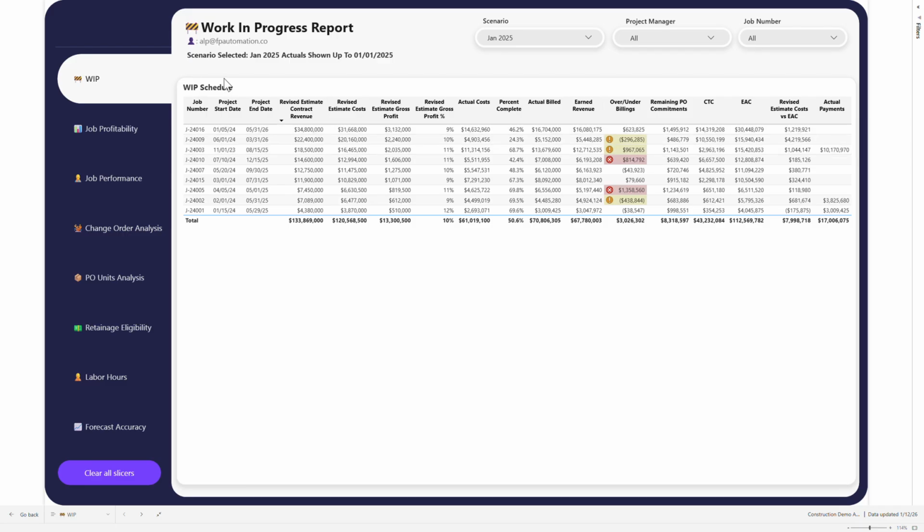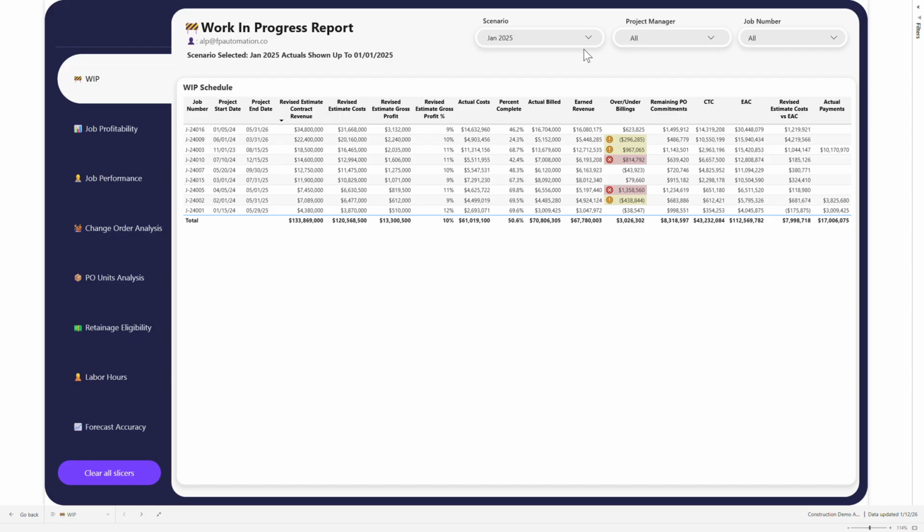What I'd like to do is quickly talk through this WIP schedule and why it is so important for an organization to have high-level insight into exactly what's going on with their business, and then be able to double click and drill down into individual jobs to understand them in more detail.